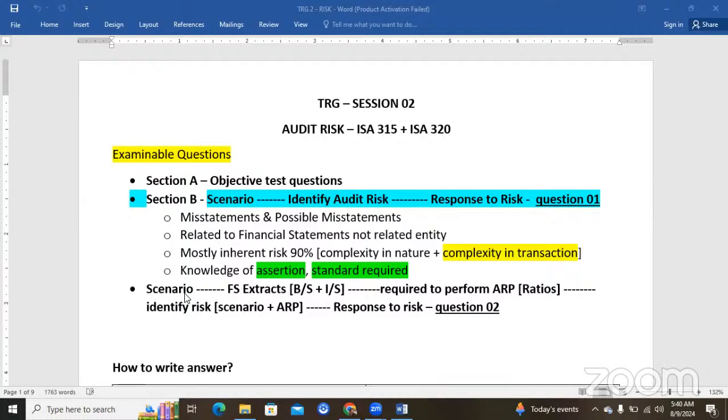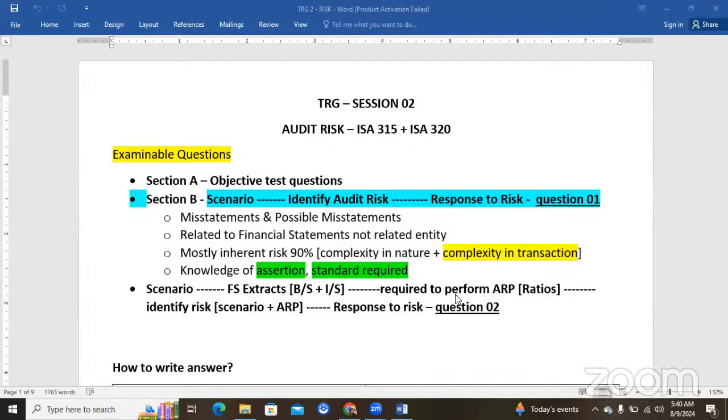And along with the scenario, they will give you a financial statement extract. A part of the financial statements, a portion of the financial statements. It can be an extract or portion of the income statement. It can be a portion of the balance sheet. So a financial statement extract is also given, along with the scenario.